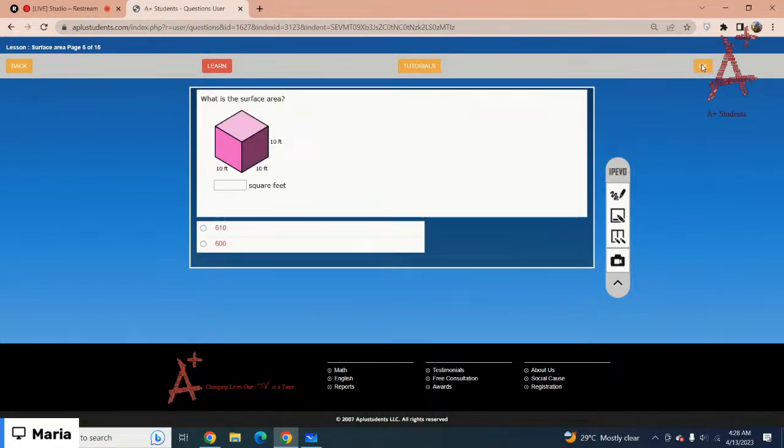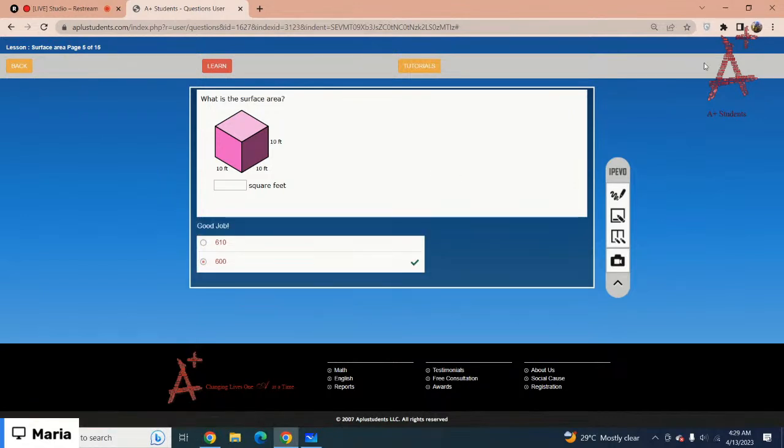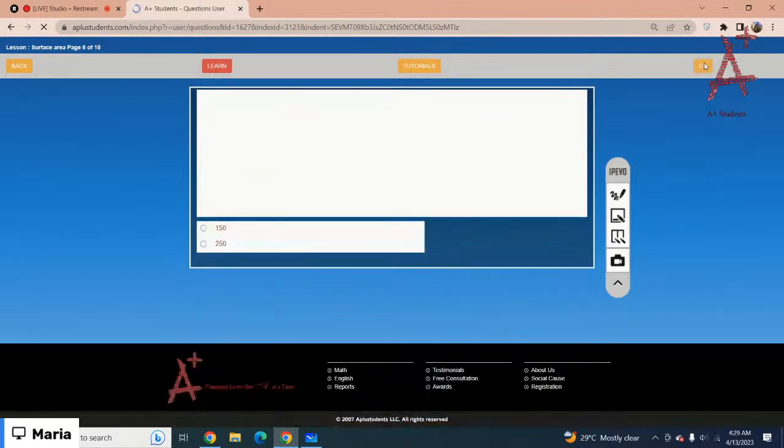Okay, what is the surface area? Which is the correct option? Correct option is 600. Got it? Yes, very good. It would be 600. Okay, what is the surface area?